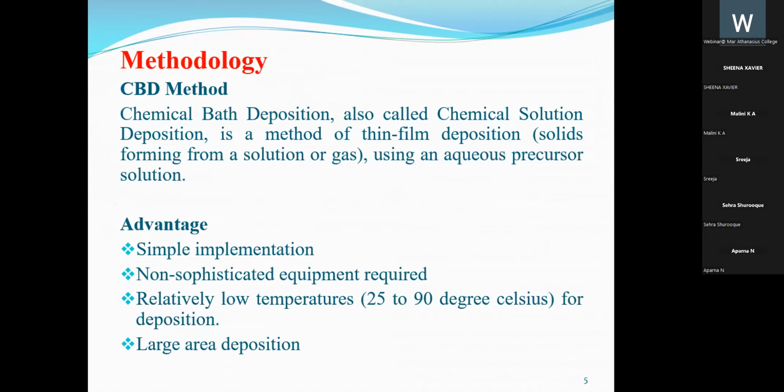The method of preparation we use is chemical bath deposition. Why? It is simple to implement, no sophisticated equipment is required, and it needs a relatively low temperature for preparing tin sulfide thin film. We can also have large area deposition.